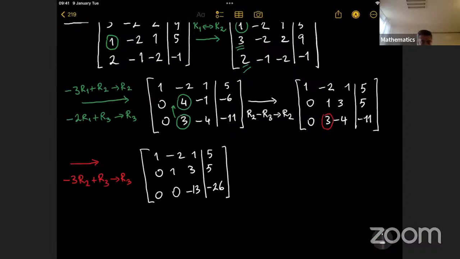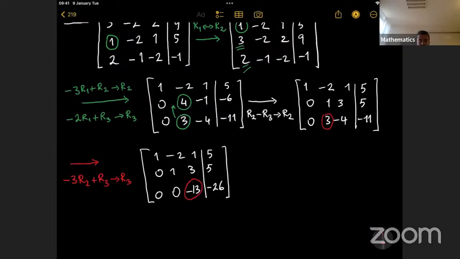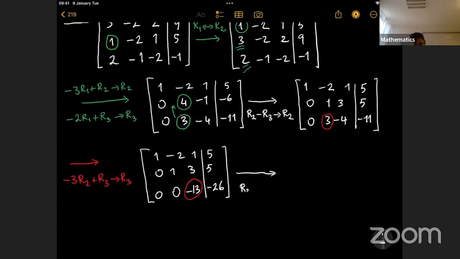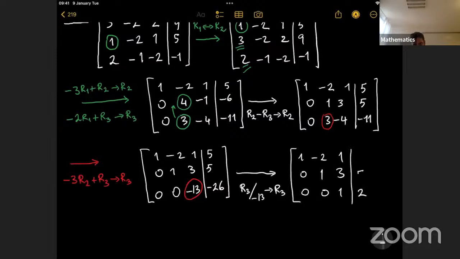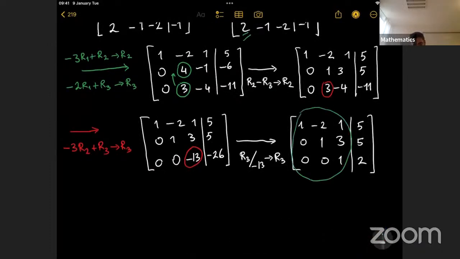The only thing that remains here is minus 13, so you want to make this 1. You divide by minus 13: R3 over minus 13 will go to R3. So you will get 1, minus 2, 1, 5; 0, 1, 3, 5; 0, 0, 1, 2. Now, this here is an REF.